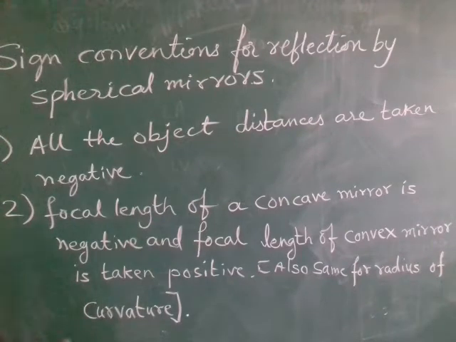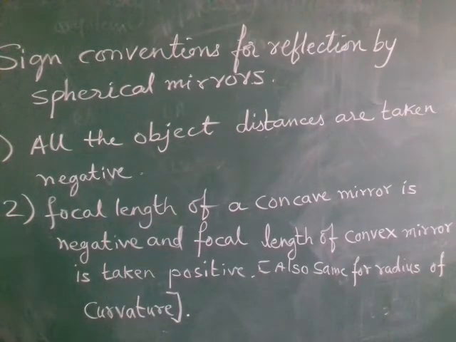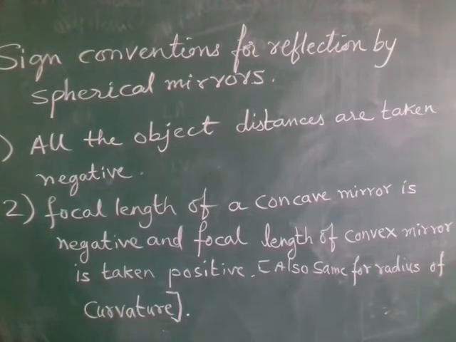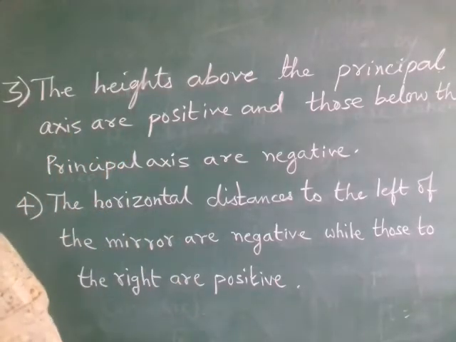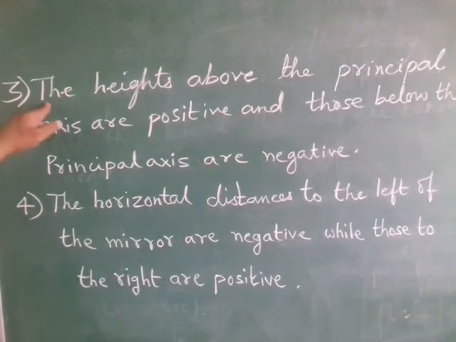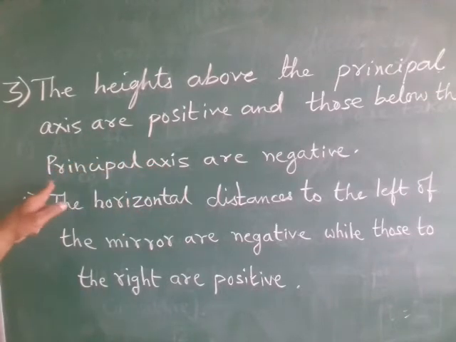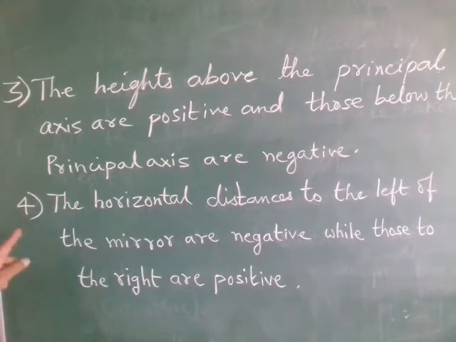Please take down these two. The third convention is that the heights above the principal axis are positive and those below the principal axis are negative. The heights of objects or images above the principal axis are positive and those below are negative. The fourth sign convention is that the horizontal distances to the left of the mirror are negative while those to the right are positive.